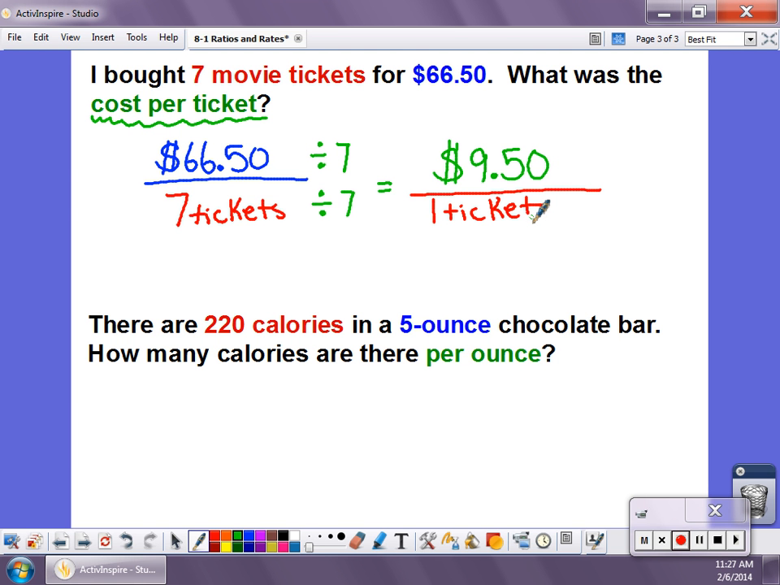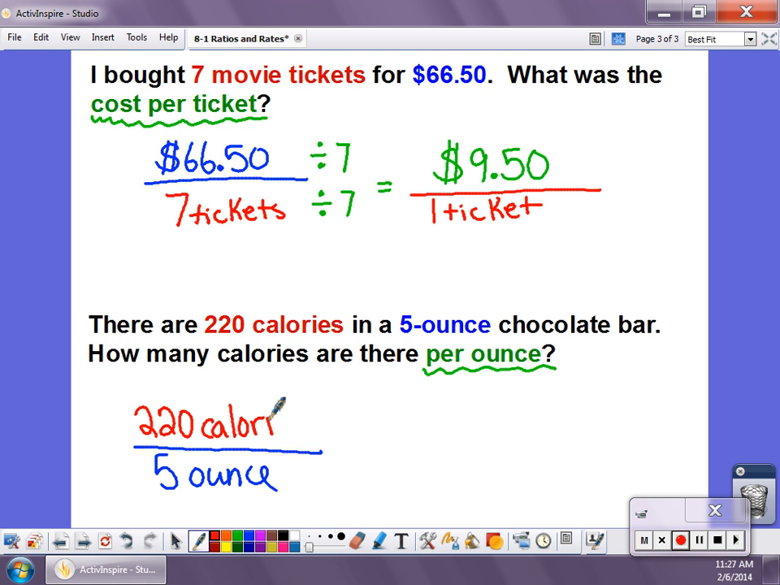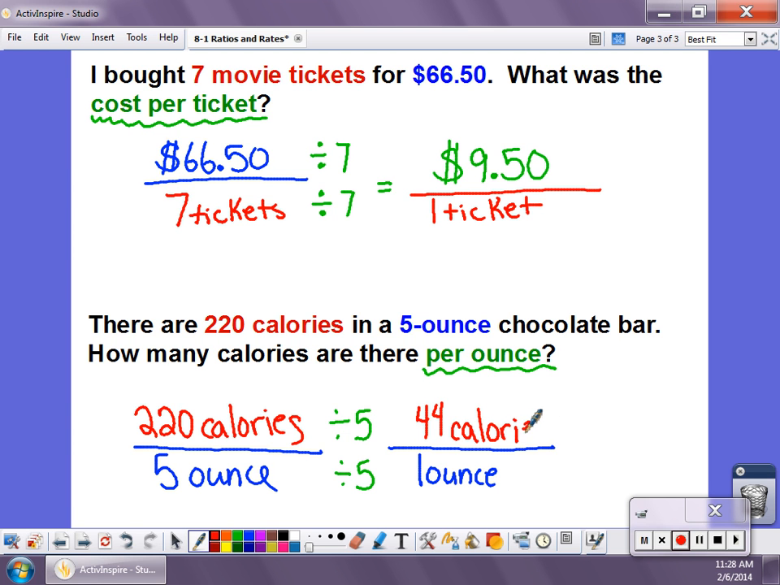Okay, again, look at this last one. There are 220 calories in a 5-ounce chocolate bar. How many calories are there per ounce? Since I want to know per ounce, that means eventually I want 1 ounce, so my ounces are going to go on the bottom. There were 220 calories for 5 ounces. How much is that per ounce? I'm going to have to divide everything here by 5 because I don't want 5 ounces, I want just 1 ounce. So 5 ounces divided by 5 gives me 1 ounce, and 220 divided by 5 gives me 44. So that means there are 44 calories per ounce.